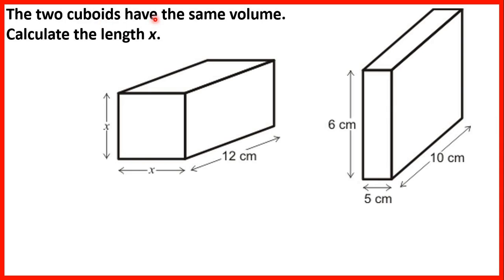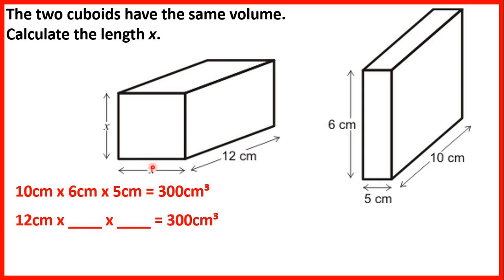The two cuboids have the same volume. Calculate the length x. So the volume is the amount of space that a 3D shape takes up. So we can calculate the volume of this cuboid here because they've given us the length, breadth and height. So we can multiply 10, 6 and 5. 10 times 6 is 60, times 5 is 300. So the volume of the cuboids are both 300 centimeters cubed because they have the same volume.